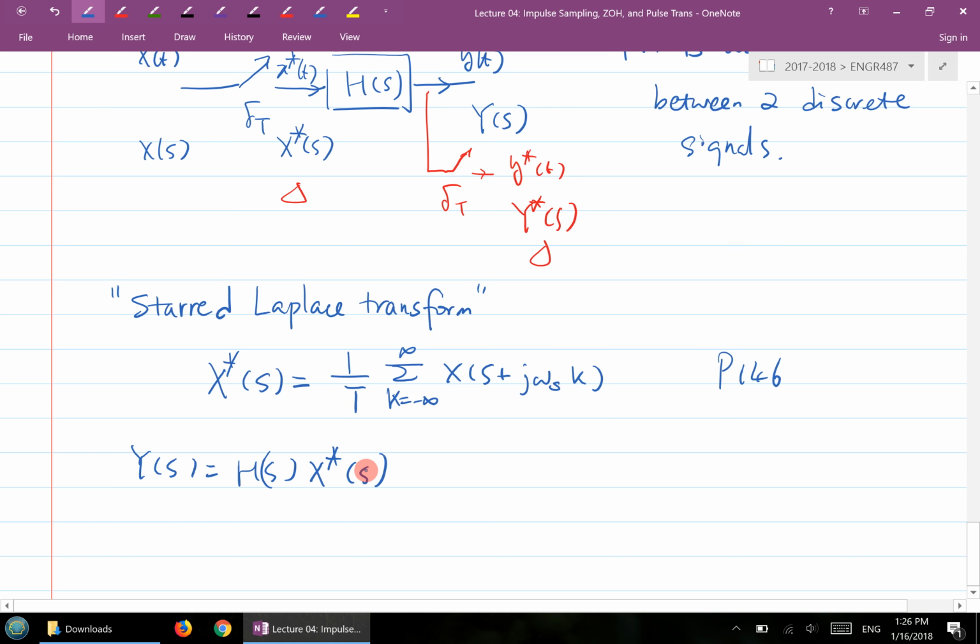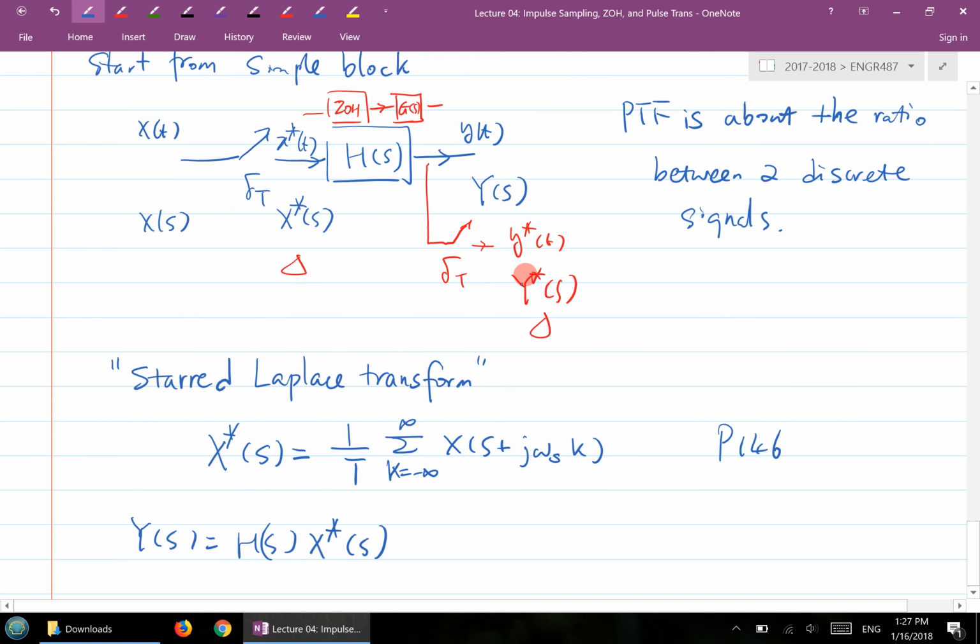Now bear in mind, I'm trying to derive a pulse transfer function. And I said pulse transfer function is about the ratio between two discrete signals, right? So far the way I write here, there is nowhere to show the relationship between the ratio between the two discrete signals. You have a discrete here, but this is still not discrete yet, right? This is still y of s. And what's discrete here? This one here is representing the discrete one there, right?